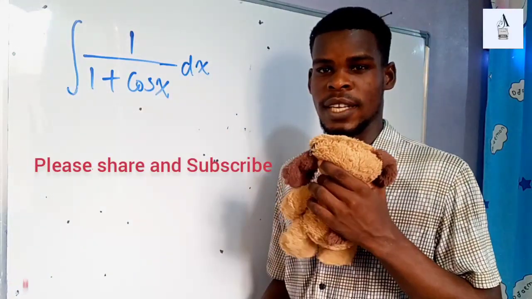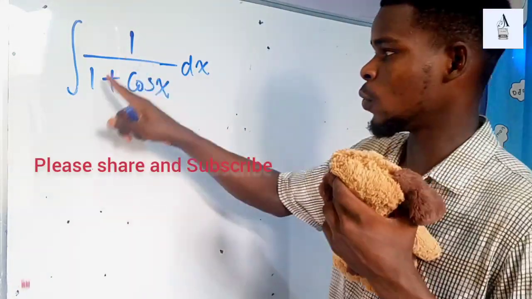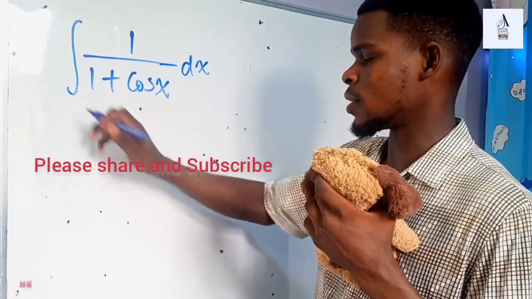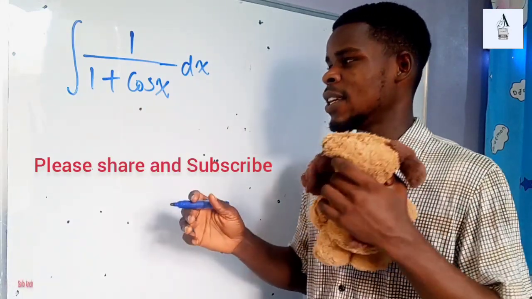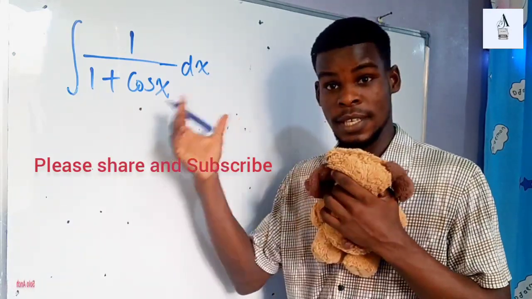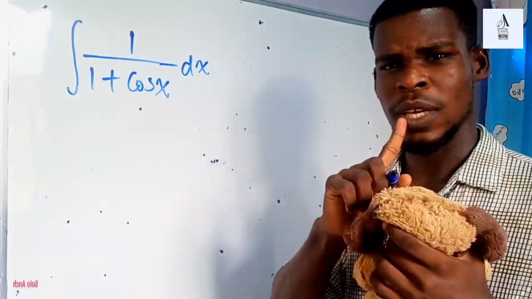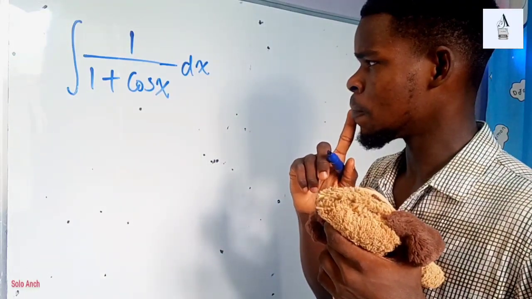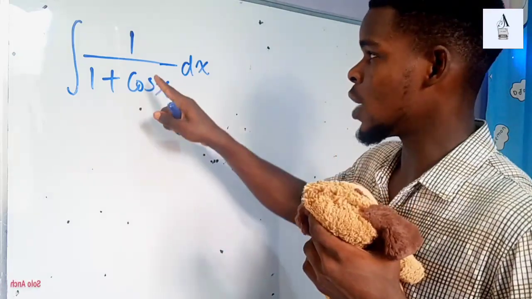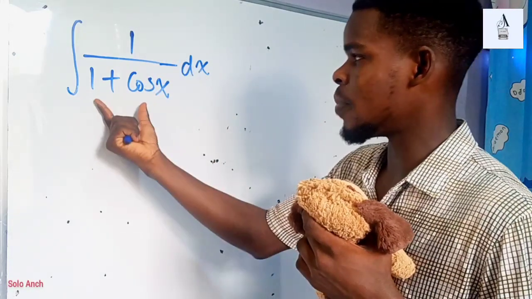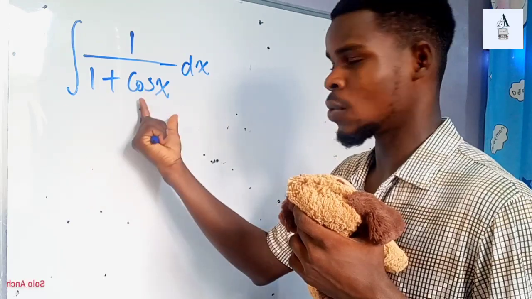Okay, in this video, we want to find the antiderivative of 1 over 1 plus the cosine of x. Well, this is easy. So let's see, you have just 1 plus the cosine of x. We can't really do much work here. Let me give you a hint. Go ahead and multiply the numerator and denominator by 1 minus cosine of x.